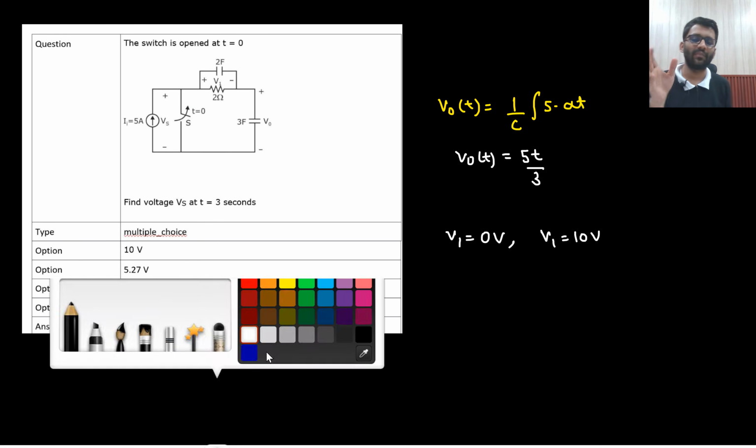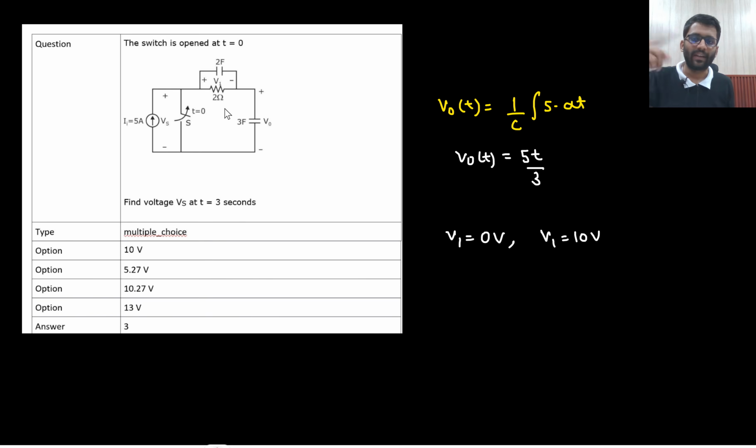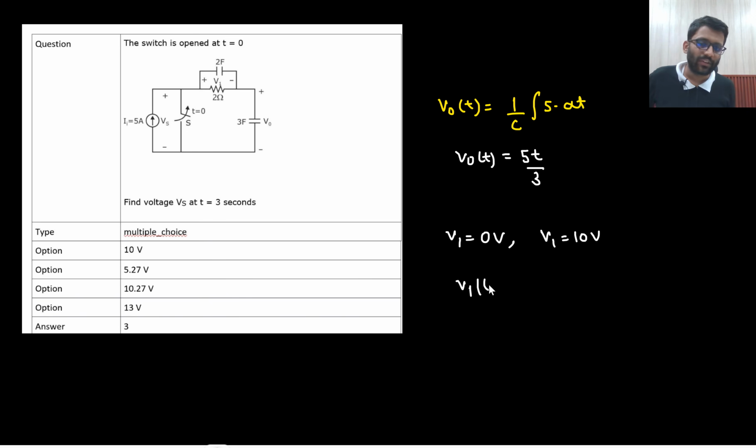This is the scene with V1. Initially capacitor 2 farad is shorted. It will drive 0 ampere current, V1 is 0. And at steady state capacitor 2 farad will be open circuited. So V1 will be 5 into 2, 10 volt. That's it. Okay. So what will be the V1(t) equation?